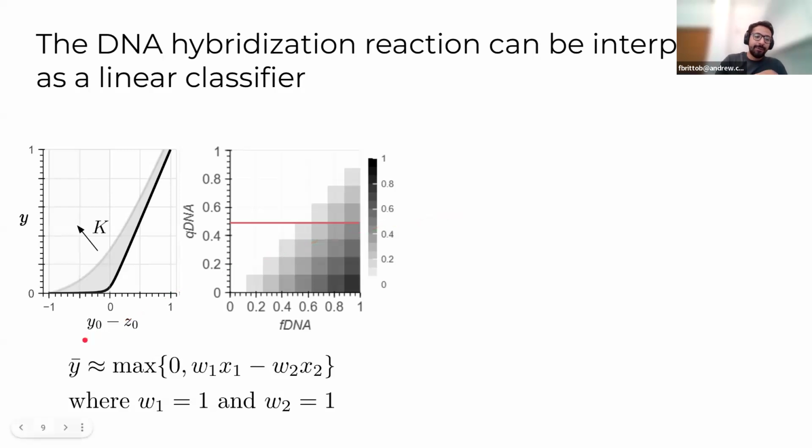Now, with extreme mathematical caution, let me reinterpret the equations that we have before in the following format. The output is going to be the maximum between 0 and some weight that multiplies x1 minus some weight that multiplies x2. Here, W1 and W2 are 1. I missed the unit here, I'm sorry. It's 1 over hour. And x1 and x2 are just the initial concentrations of the DNA strands that I showed you before. Let's keep that in mind for the next slide.